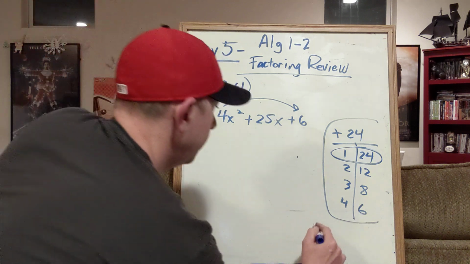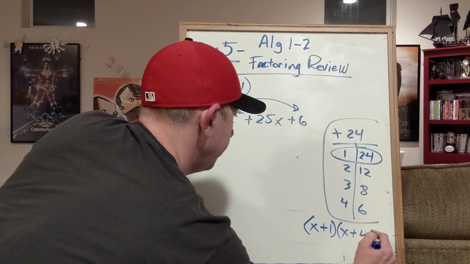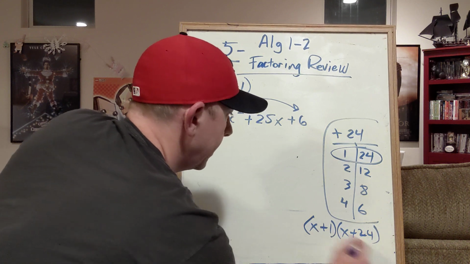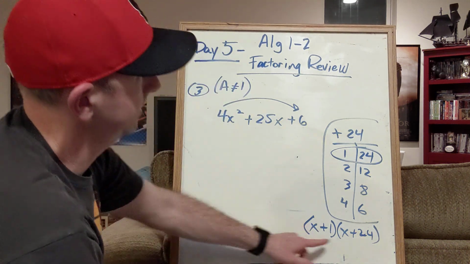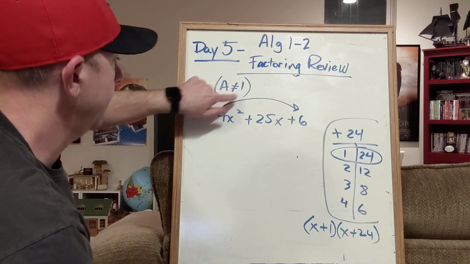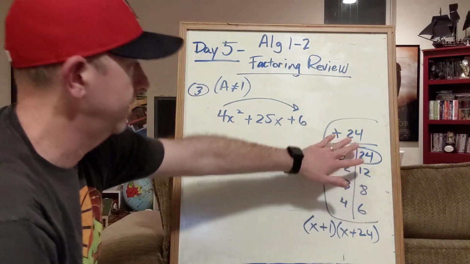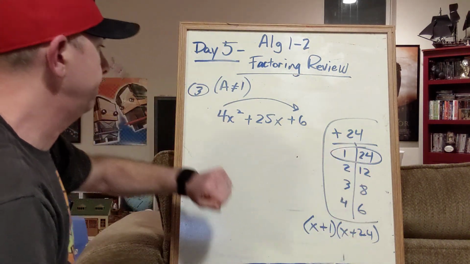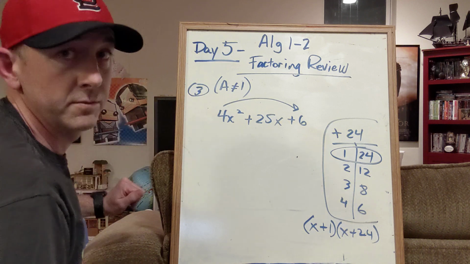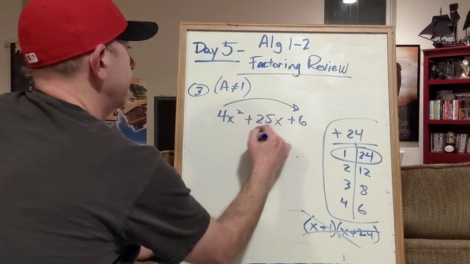Now, what you don't want to do, sometimes students will try to put x plus 1 times x plus 24. Do not do that because x times x is x squared. We need 4x squared. So when a is not 1, a could be anything, and we can't skip from this to the answer. We can only do that whenever a is 1, which you'll see later on. So don't do this. All right, so we got to split it up.